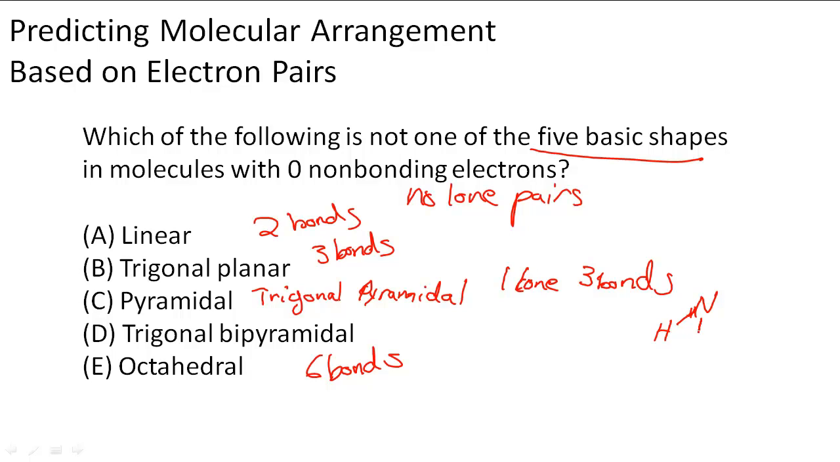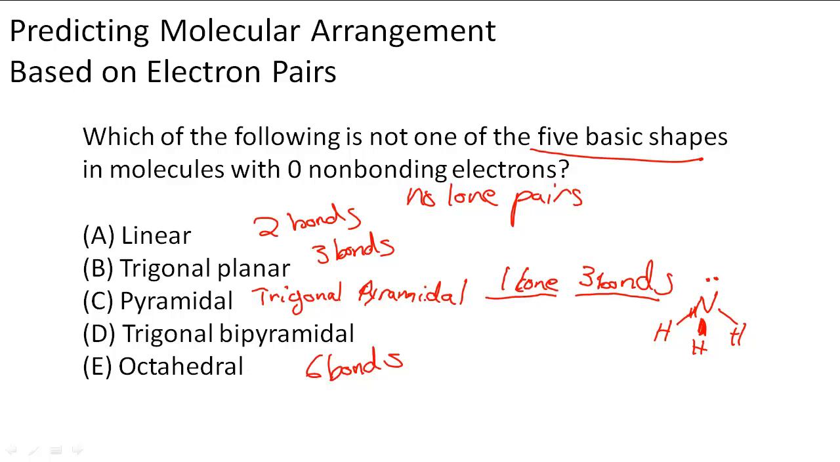It has a shape where it's coming out, and notice I'm shading it in to represent that it's coming out at us, and H, and it has a lone pair up here. This shape is going to be a trigonal pyramidal shape because it represents 1 lone pair and 3 bonds. And notice we're looking for 5 basic shapes that have no lone pairs, kind of like a family. Linear has its own family, trigonal planar has its own family, trigonal bipyramidal and octahedral have their own family.